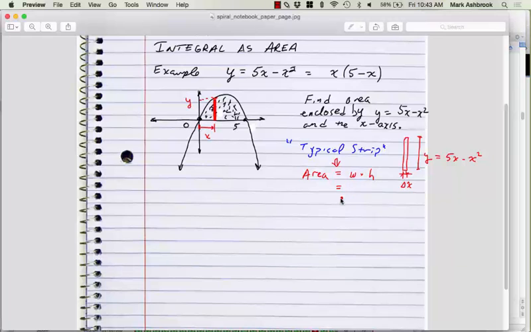So the area of our typical strip is going to be width times height. I'll change it around, height times width. So the height is 5x minus x squared, and the width is delta x. So what am I going to do? I want to get this area that I want. I want to sum up all those strips, starting where and ending where?